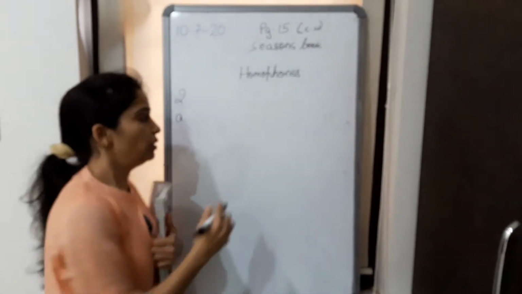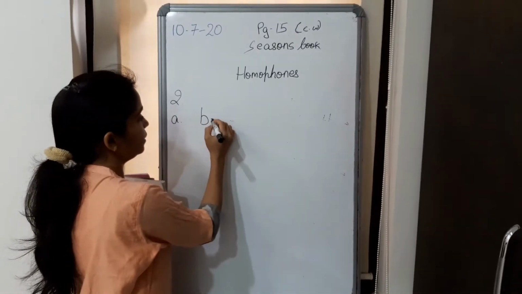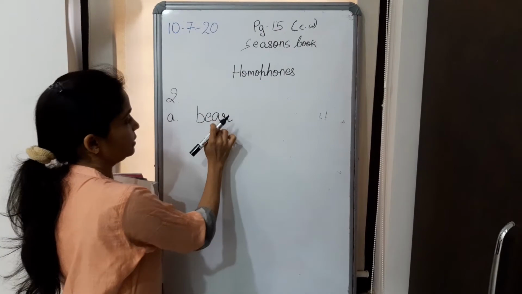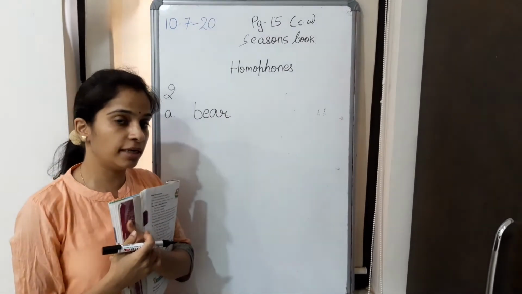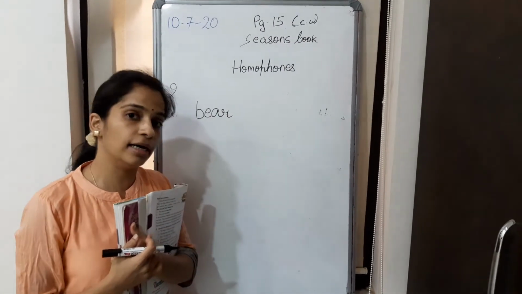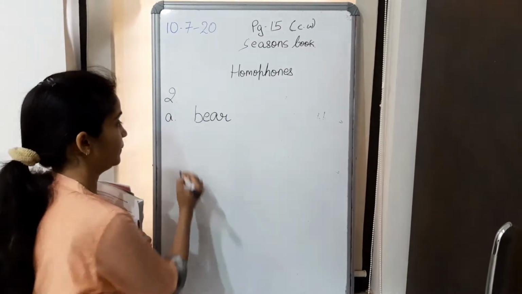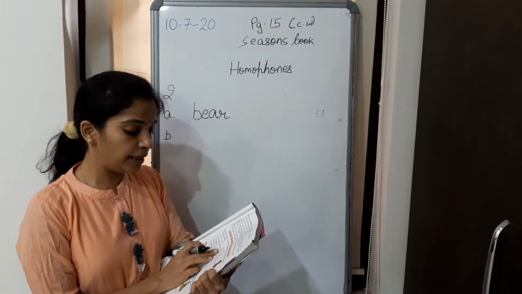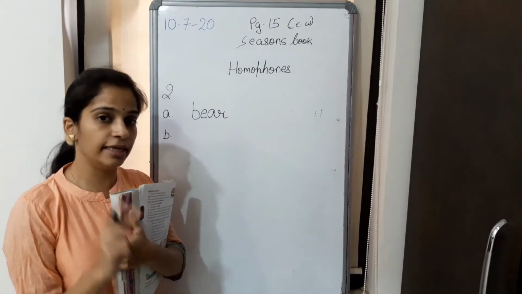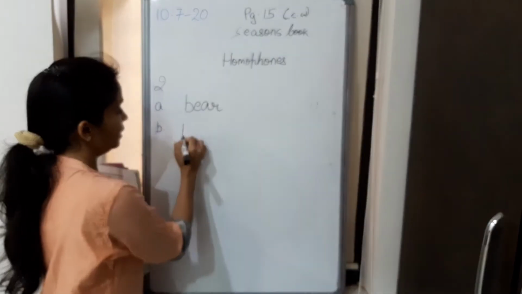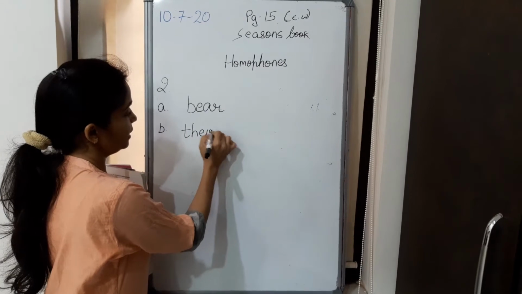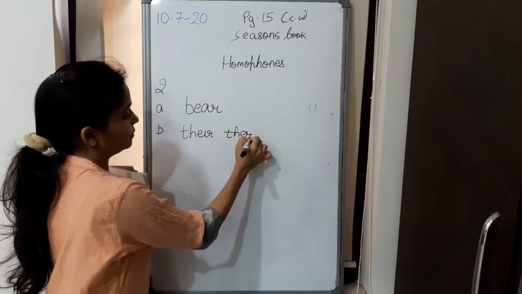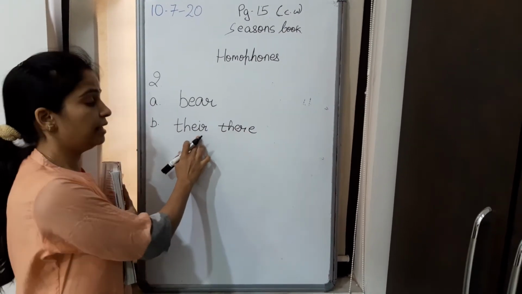Okay, it's the second question. So what will I see in the zoo? It will be bear, B-E-A-R. This is the answer. The second option they are giving is B-A-R-E, which I explained to you the meaning. Next. B1. The children were playing with, there are two options there, T-H-E-R-E, and the next option is T-H-E-I-R.